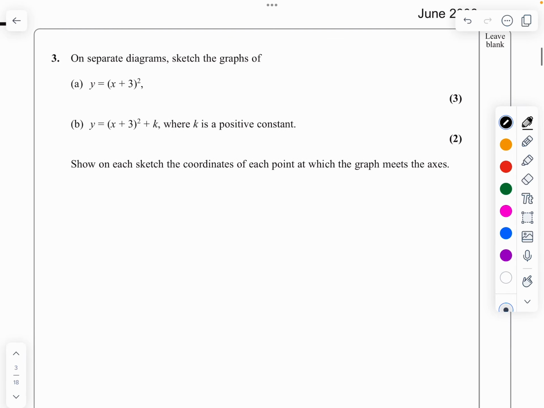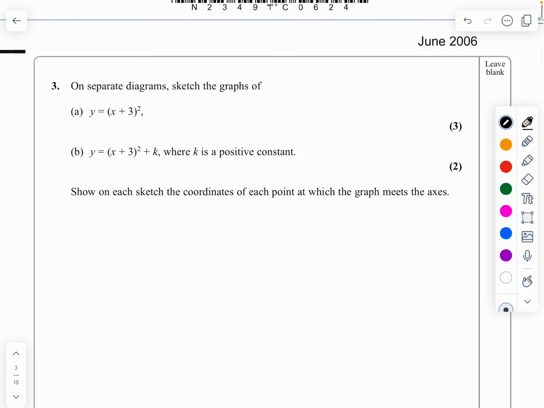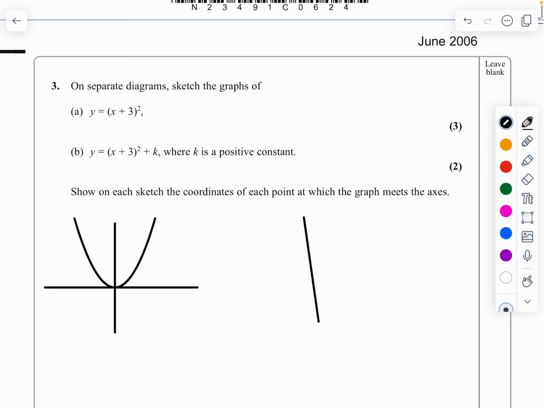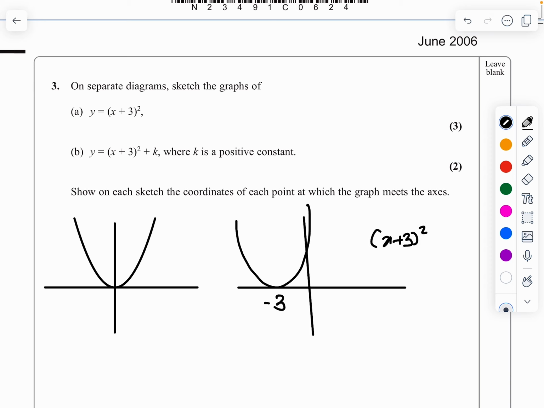Next question is from June 2006. Sketch the curves. So we know that x squared is a parabola. This is a parabola passing through the origin. Now I want (x plus 3) whole squared. (x plus 3) whole squared will move that parabola 3 units to the left. So it becomes (x plus 3) whole squared, and that is for part A. The point is minus 3 comma 0.